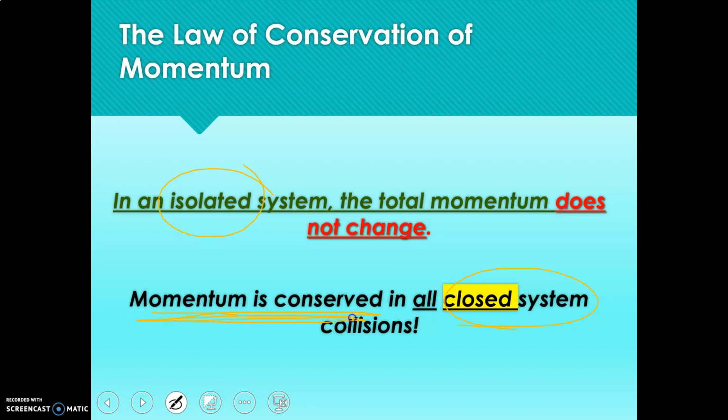That's the big idea. Momentum is always conserved. So that means if you start with 20 units of momentum before the collision, then after the collision, you will still have 20 units of momentum afterwards. Momentum is conserved. We're not losing it, we're not gaining it. It stays at 20, or it stays at 40, or whatever it was to begin with.